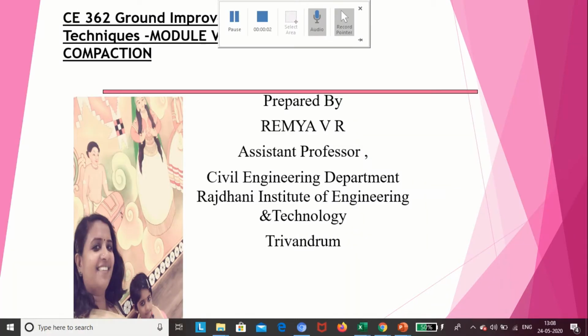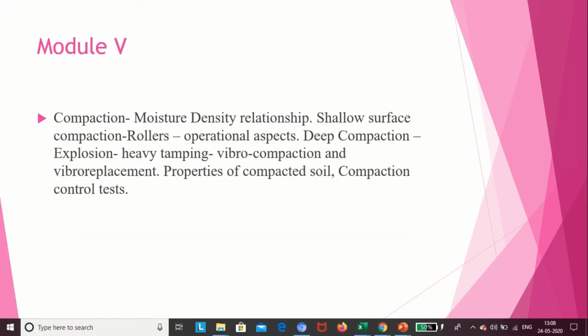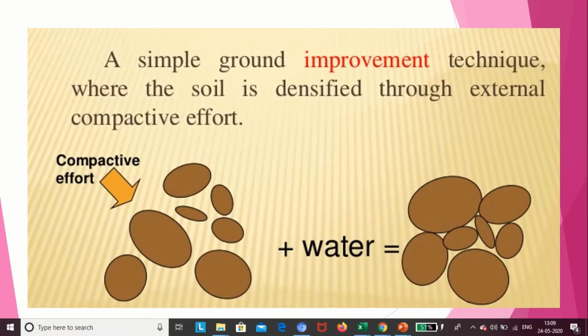So today we are going to deal with our module 5, part 1, that is compaction. Basically, today we will be dealing with shallow compaction. So this module 5 has the following portions: compaction, moisture density relationship, shallow surface compaction, rollers, operational aspects, deep compaction, by explosion, heavy tamping, vibro compaction and vibro replacement, and the properties of the compacted soil and compaction control test. So what is this compaction?